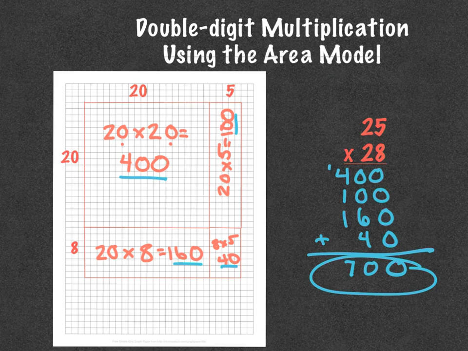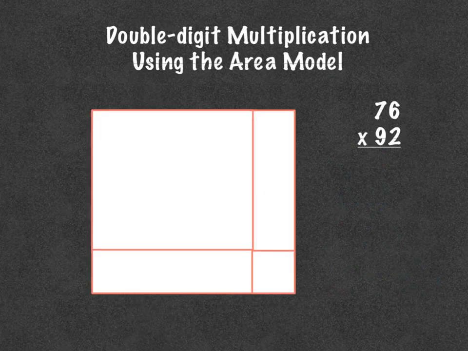Now, I had to do numbers in the 20s because my grid paper, quite honestly, isn't big enough. So it mirrors the same thing as we had over on this side. We have one big square, 2 skinny rectangles, and then one small rectangle. Big numbers, for example, 76 times 92, would be really hard to fit on a piece of graph paper. So we're going to kind of simplify this. So for this one, we're going to break apart 76, okay?